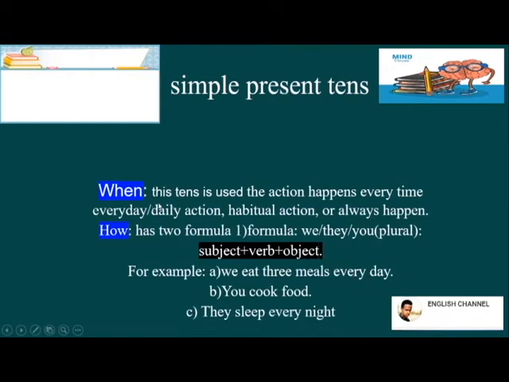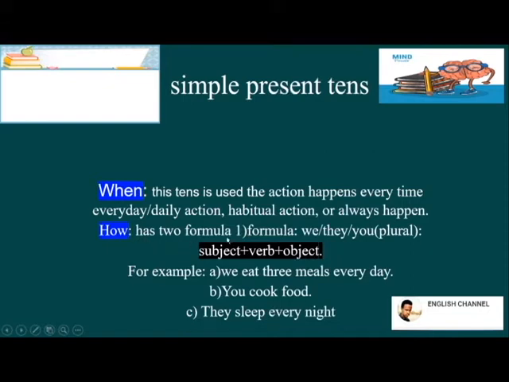So when and for which time is this tense used? This tense is used for any action that happens every time, every day, or a daily action, a habitual action, or what always happens. And how to use it? When we talk about how to use it, it has two structural formulas.